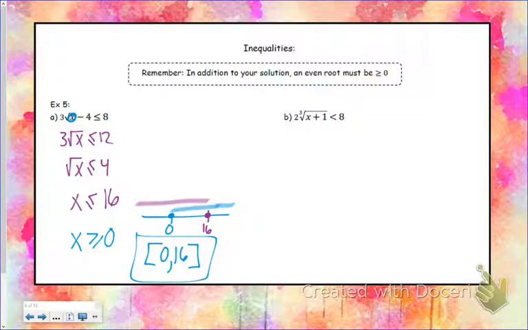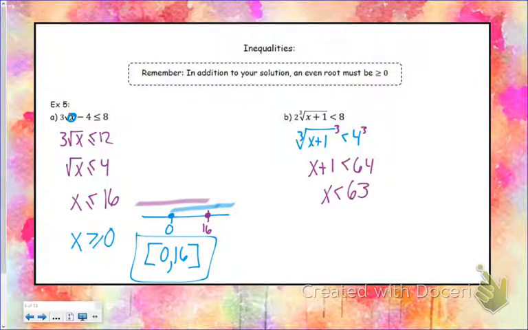All right, now let's look at B. I would divide by 2. The opposite of cube rooting would be to cube. So x plus 1 is less than 64. Get x by itself, so x is less than 63. Now at this point, we actually don't need to consider anything else because this was an odd root. Odd roots are okay to be negative, so there's no extra considerations. The only part of my solution is that x is less than 63, which in interval notation is negative infinity to 63.